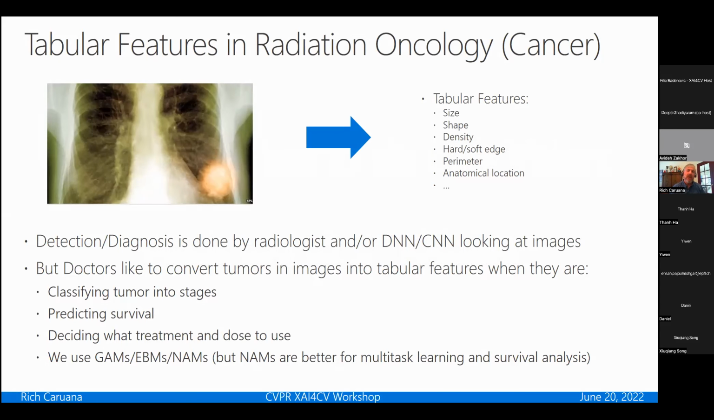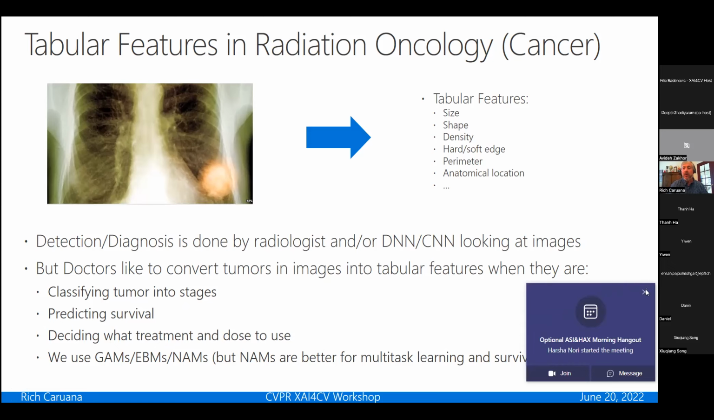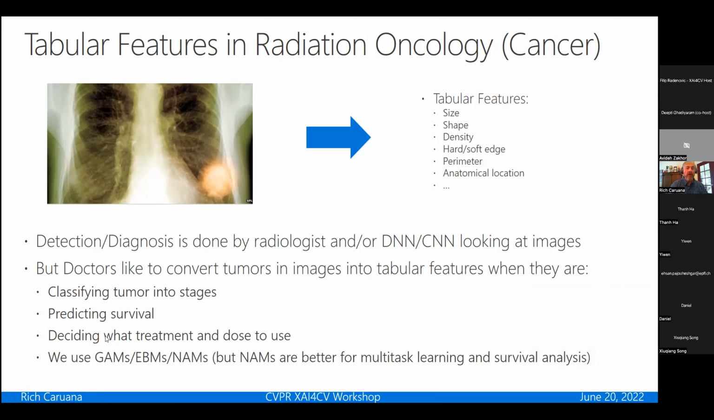Well, it turns out in some domains like radiation oncology, which I have a collaboration on, they actually do like tabular features. So the original detection and diagnosis is done by a radiologist or a deep neural net looking at the images. But once they have the image, they then do extra work to convert it into tabular features, things like the size of the tumor, the density of the tumor, the edges of the tumor, things like that. And they like to do that because they typically like to classify tumors into stages. That's easier to do with these tabular features. They might want to predict survival or decide what treatment and dose to use. And these are all things that they prefer to do using the tabular features.